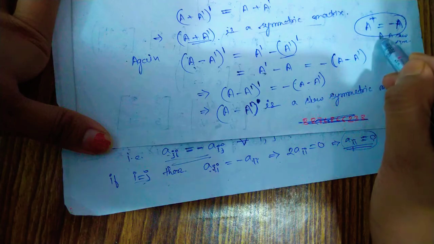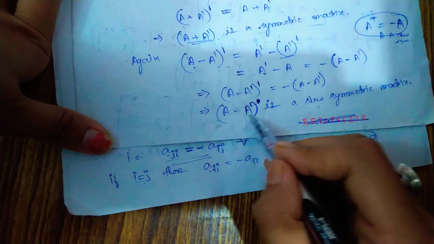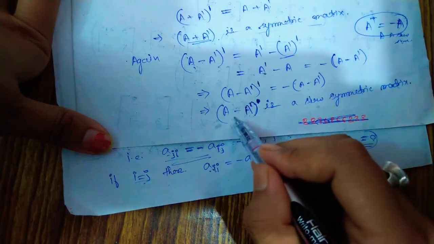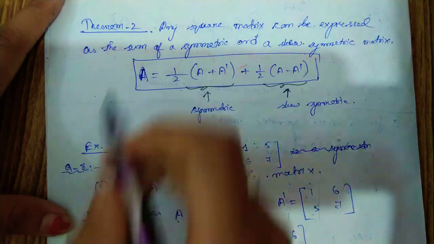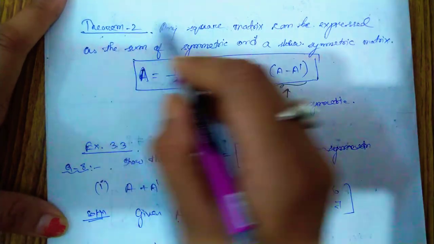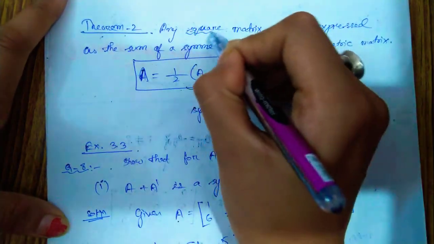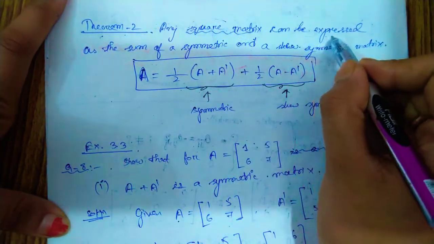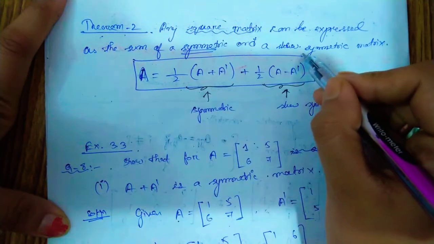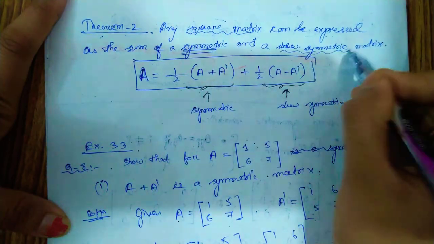So we will say A minus A transpose is a skew symmetric matrix. Now we come to the next theorem, theorem 2. It says any square matrix, the condition being that the matrix must be a square matrix, can be expressed as the sum of a symmetric matrix and a skew symmetric matrix.